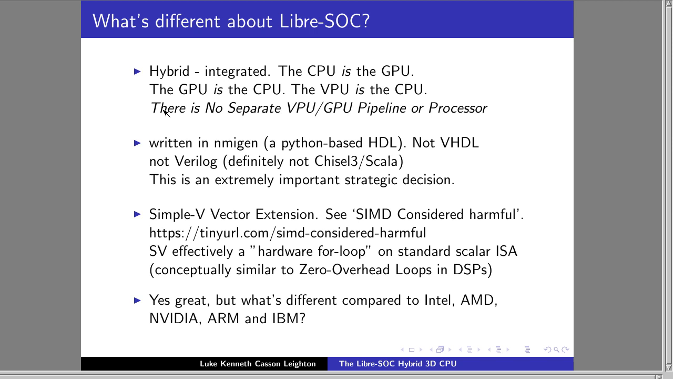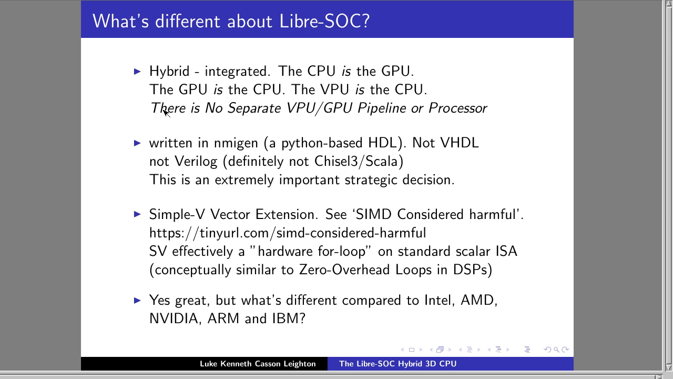Right. So what's the difference about Libre-SOC? It's a hybrid integrated processor. The CPU is the GPU. The GPU is the CPU, the VPU is the CPU. There is no separate VPU, GPU, pipeline or processor. I'm sorry if I have to emphasize this, but we're getting a lot of people going, oh, so you're doing a GPU. Great. They seem to think that because the current incumbent market creates completely separate GPUs, we're doing a completely separate GPU that's incapable of doing standard workloads. It's not. It's a full integrated hybrid approach.